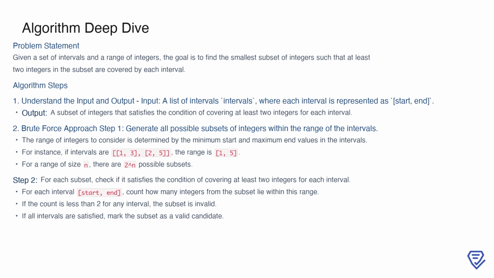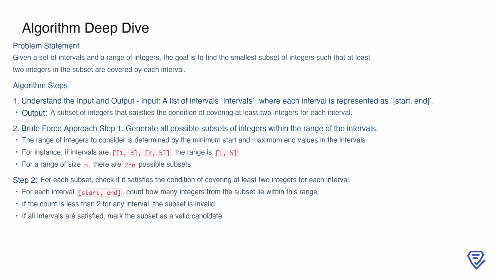To start, let's consider the brute force approach. First, we determine the range of integers we need to work with, which is derived from the minimum start and maximum end values among the intervals. In our example, the range is [1, 5]. Next, we generate all possible subsets of integers within this range.